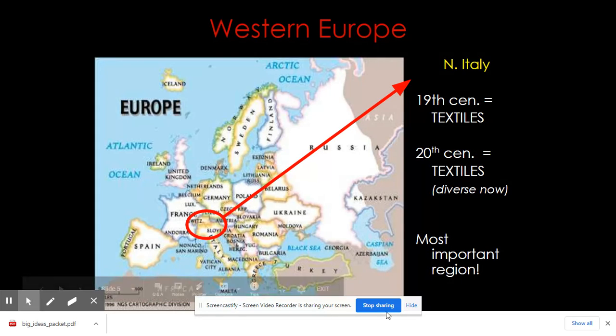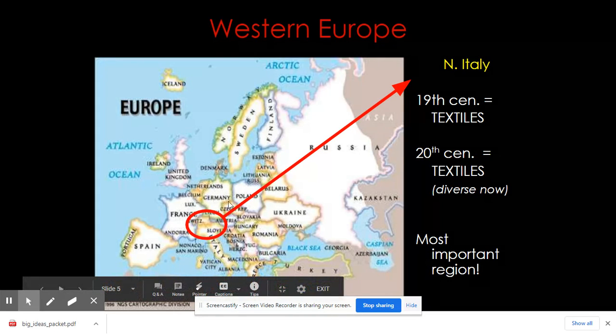markets. Northern Italy. Northern Italy in the 1800s and even in the 20th century has been known for textiles, so where our cloth and clothes come from. And if you think about even the fashion industry, it starts in Milan and then eventually diffuses out through Europe. So Northern Italy has always been known for textiles.